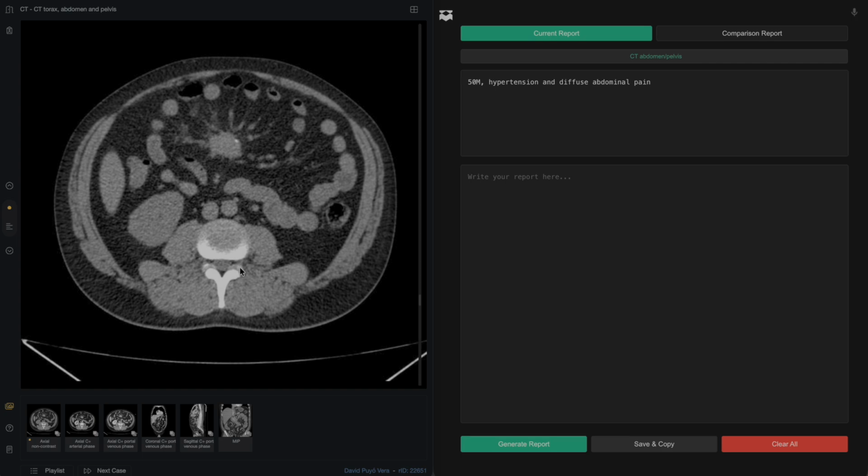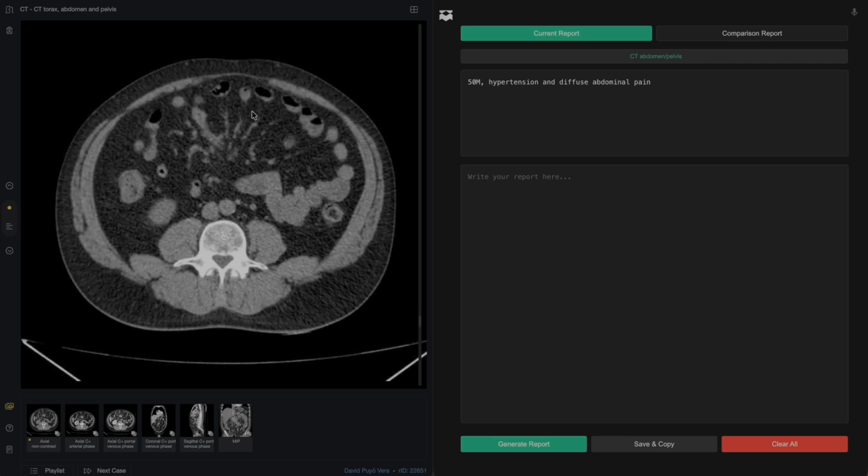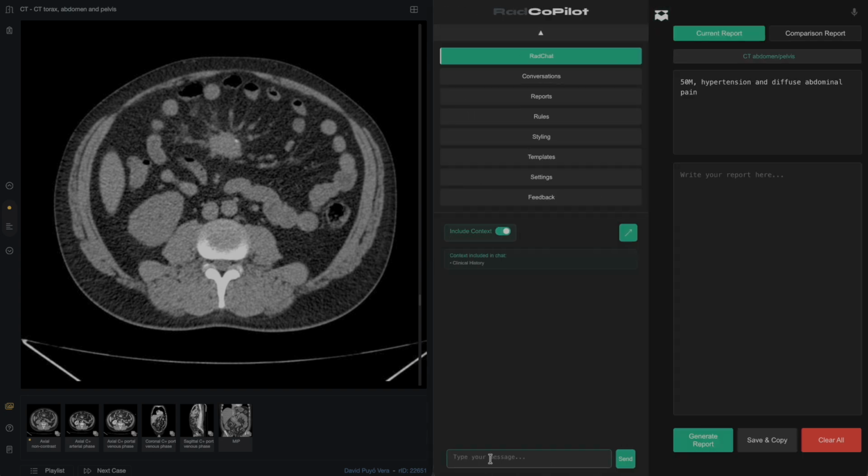We can look at our non-contrast images to confirm that, and we do see a difference there in attenuation, suggesting enhancement. And we can also see on our non-contrast images a little spot of calcification there. So let's have a think about what this might represent. Let's have a chat with RadChat.